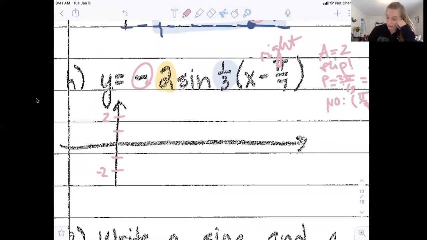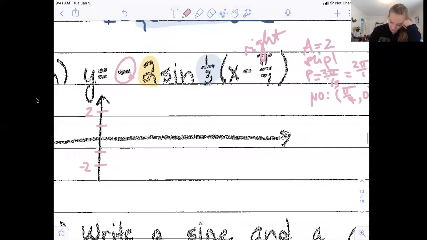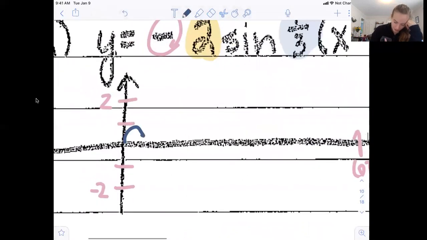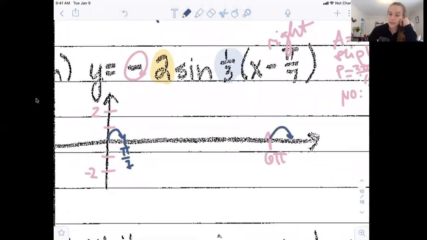If we didn't have any left or right shifts, we would go all the way out to 6 pi. So I'm gonna put 6 pi about here. However, we don't get to use that. We have to move to the right pi over 7, which means I'm moving this 6 pi over 1 pi over 7. So 6 pi in terms of over 7: what divided by 7 gives me 6? 42. 42 pi over 7. So if I add 1 pi over 7 to that, I get 43 pi over 7.